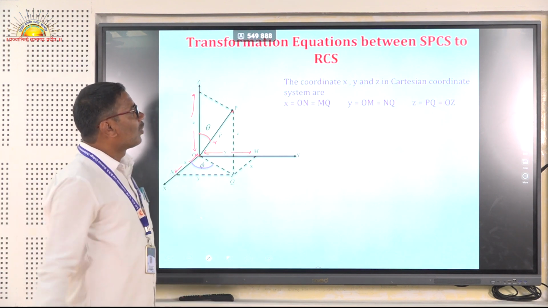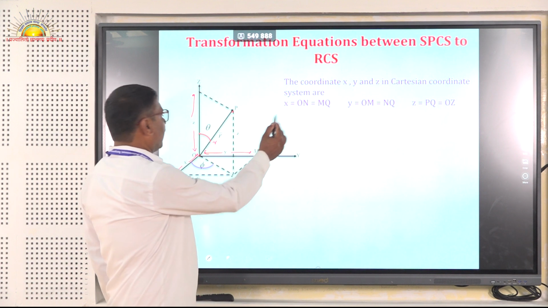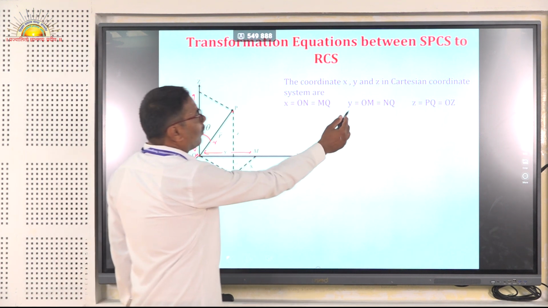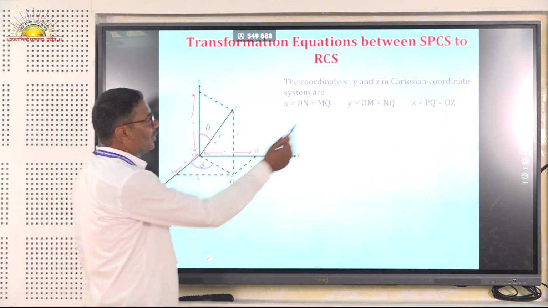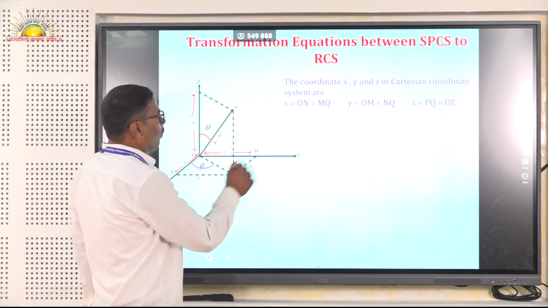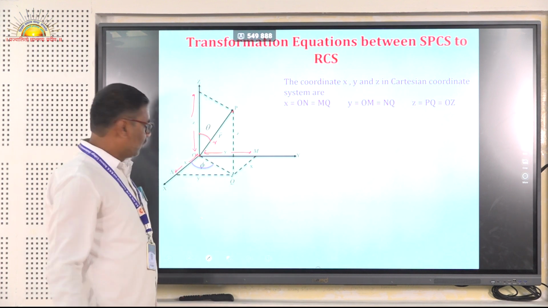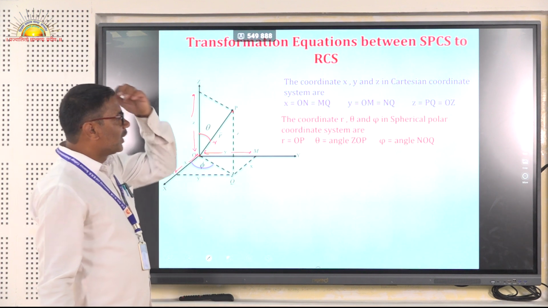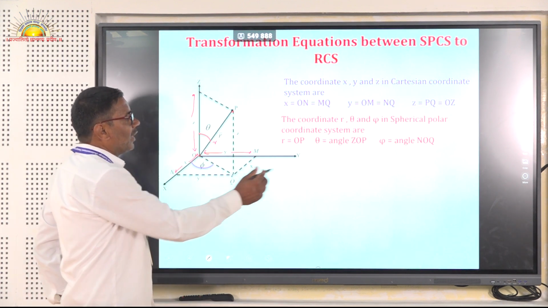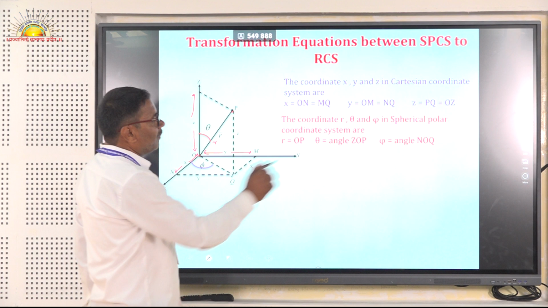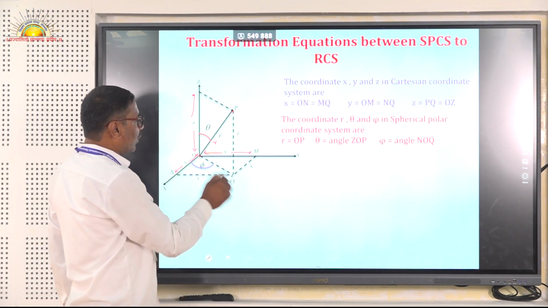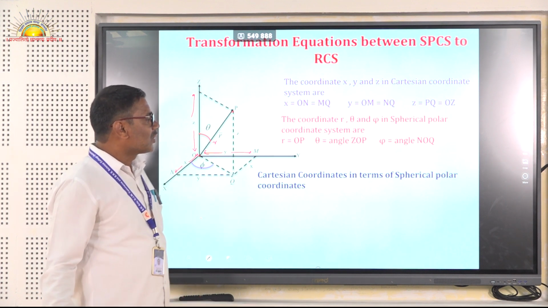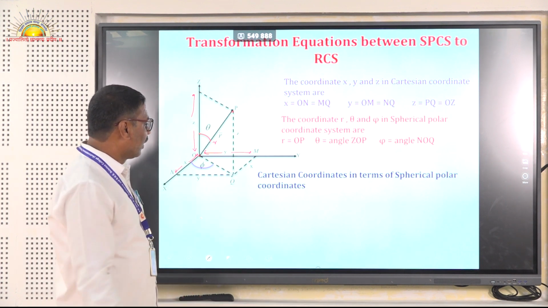Now here the Cartesian coordinates: x is equal to ON or QM, y is OM or NQ, then z is PQ or OZ. Those are the coordinates. Then theta and phi are the spherical polar coordinates: r is OP, theta is the angle ZOP, and phi is the angle NOQ. Now we want the Cartesian coordinates in terms of the spherical polar coordinates.